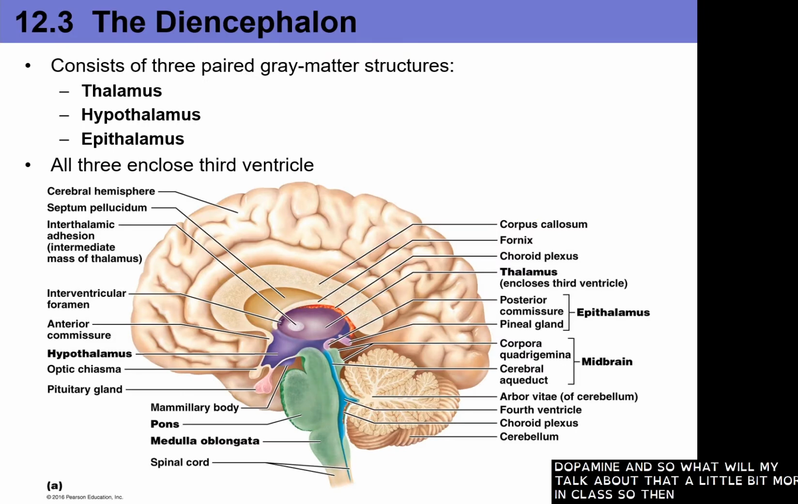So then we get to the diencephalon. This makes up the thalamus, the hypothalamus, and the epithalamus. If we're looking at where they are, this egg-shaped structure in the middle, this is the thalamus. It's a major, major integration center in the brain.